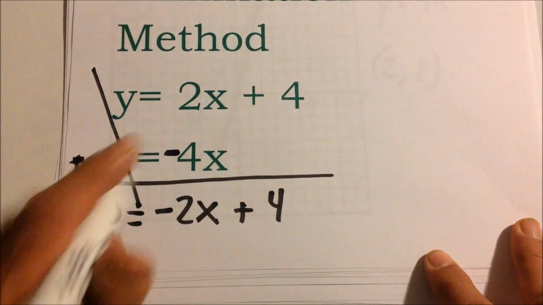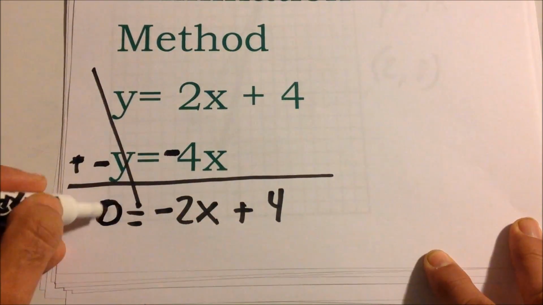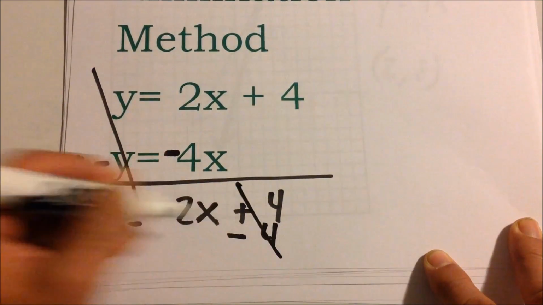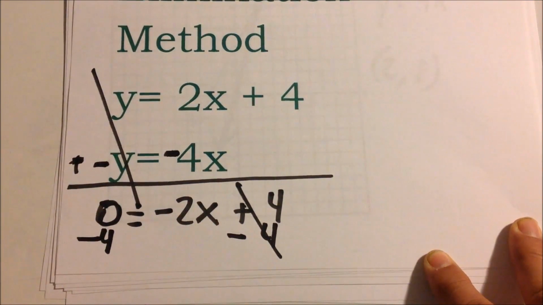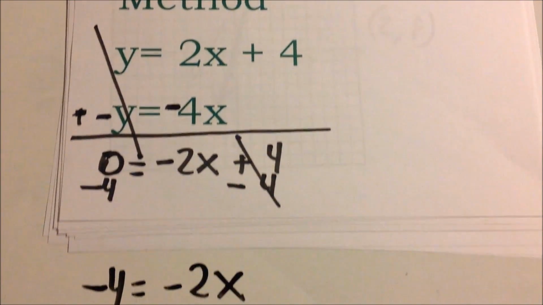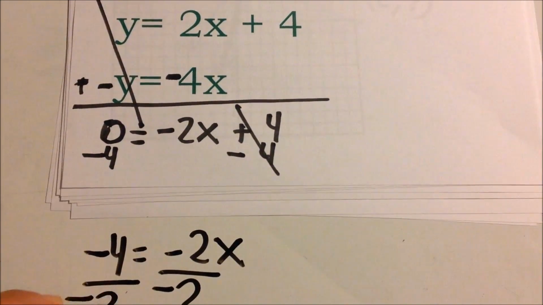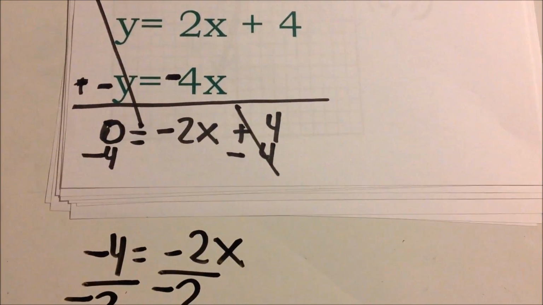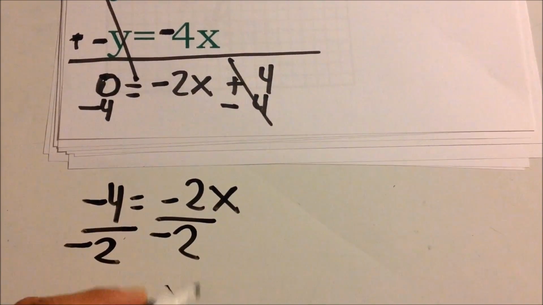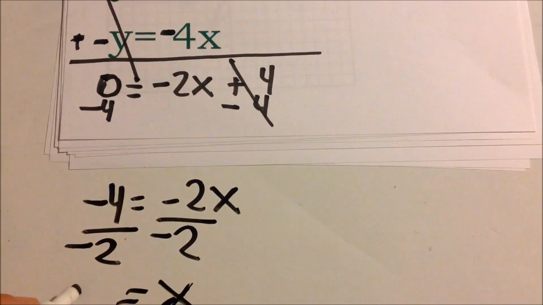Okay? Let's bring that up. So now we want to find x. We're going to subtract the 4 on both sides. Now we have negative 4 equals negative 2x. We're trying to find what x is. There we go. Divide out the negative 2 on both sides. And here we can see now that x is going to equal 2.